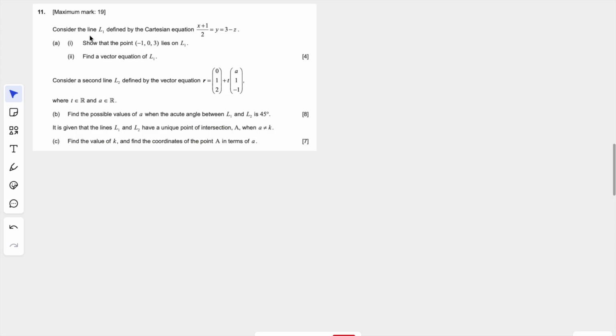Question 11 deals with vector planes and Cartesian equations. We are given a line with a Cartesian equation, and for part A, we need to show that a specific point lies on this line, and then find a vector equation for the line using the Cartesian equation provided.